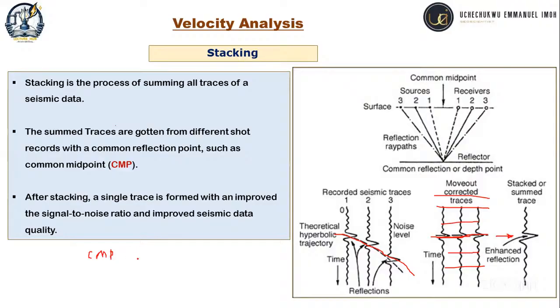You know that the CMP domain is where you get your fold. Remember what I told you in acquisition: the more receivers that are looking at the common midpoint, the higher the fold of that data, and it means the better the resolution of that data will be. So when you stack this common midpoint, you're going to have improved data in terms of signal to noise ratio, especially if the fold of that data is high. So that is what stacking is all about, and that is what velocity analysis is also all about.